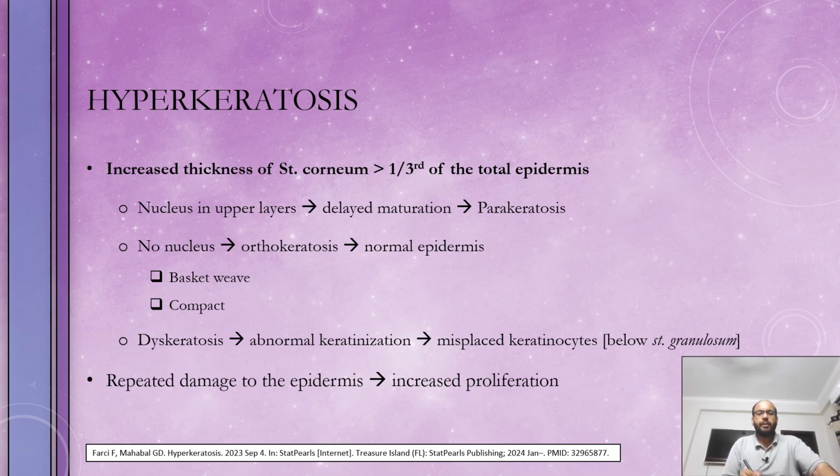So let's start with hyperkeratosis. Hyperkeratosis, hyper means increase. Let me write it in. Increase. And keratosis means keratinization. Increase keratinization. Clear? So this is hyperkeratosis. It means increased thickness of stratum corneum, more than one third of the total epidermis.